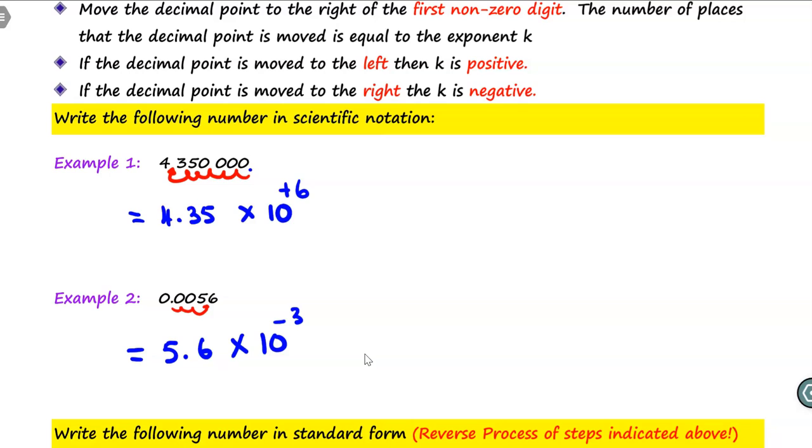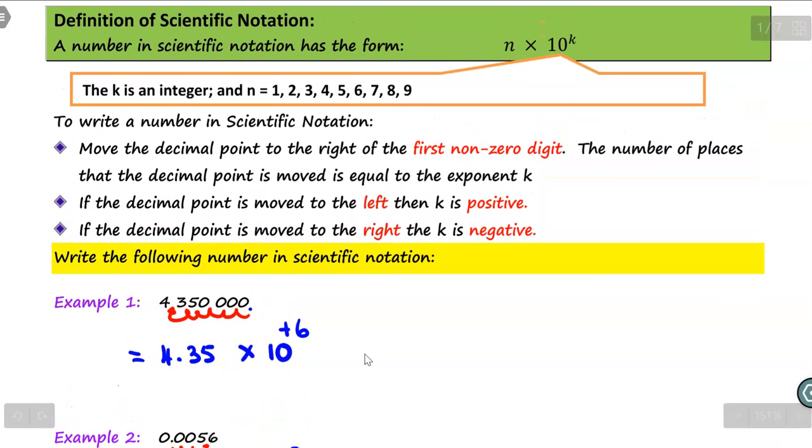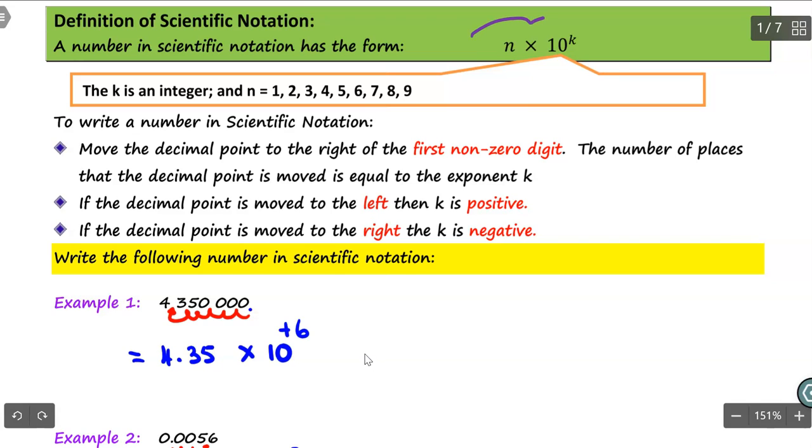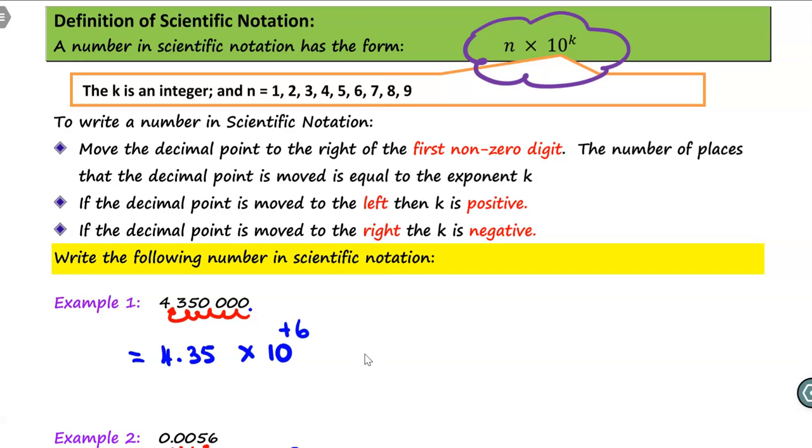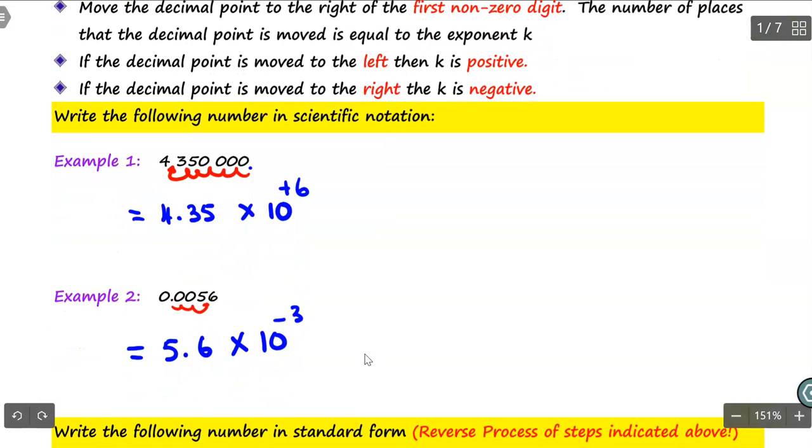So scientific notation is simply a number written in this form, and then times 10 to the exponent. That exponent is an integer, positive or negative, depending on the direction that you move the decimal point. So keep that in mind. So this one is completed, and also this one is completed.